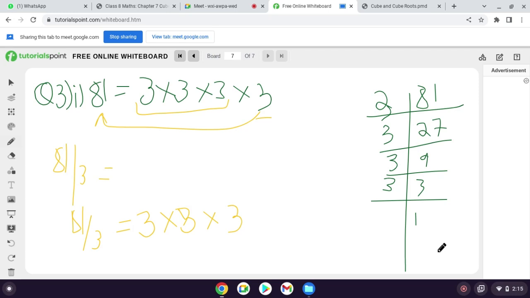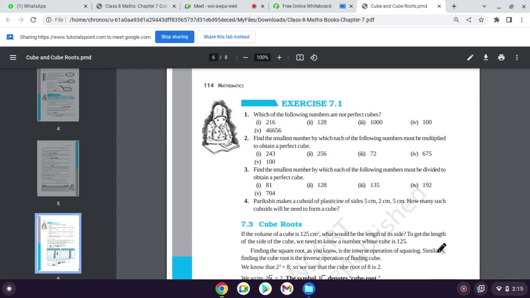Yes. It is a perfect cube. So the smallest number by which 81 should be divided to make it a perfect cube is 3. Again, 3 is the smallest number for the division. Okay, understood? Yes, ma'am. Can I move to question number 4? Yes, ma'am.